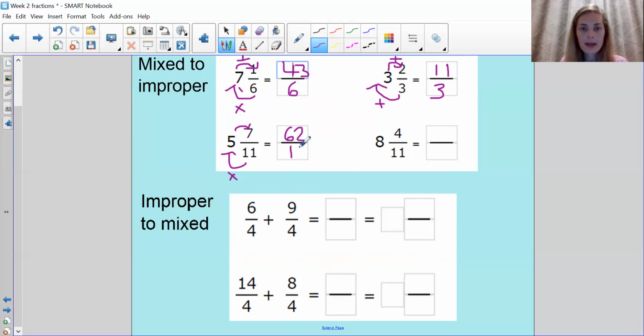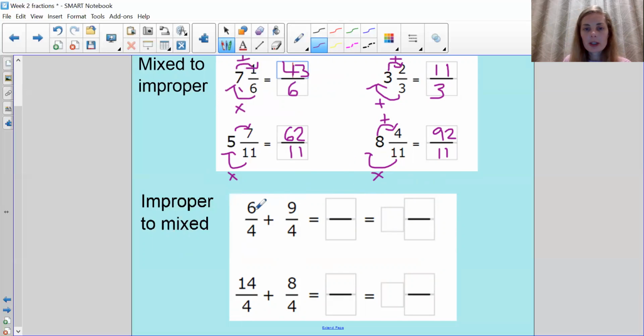And I leave the bottom number the same. Right, 11 times 8 is 88. 88 plus 4 is going to be 92 11ths. Okay. Yep, happy days. Hopefully you've done really well with those.